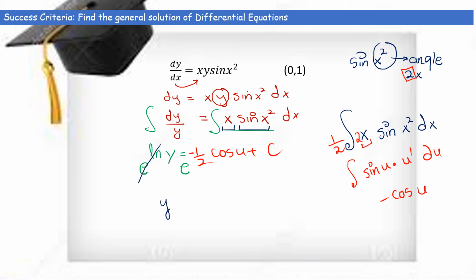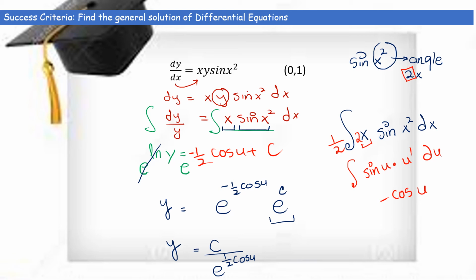So you will get y equals, here you can write e to the power negative half cosine u times e to the power c by using the exponential properties. And e to the power c is also a constant, so we can write it as c. e has a negative power, so we write it in the denominator to make the power positive. So that is your answer.